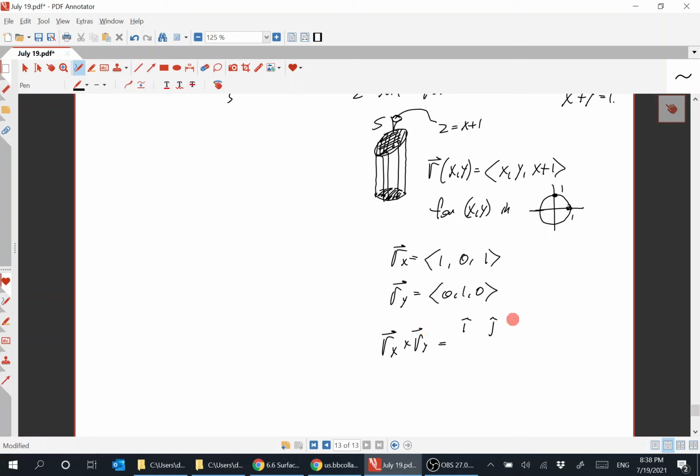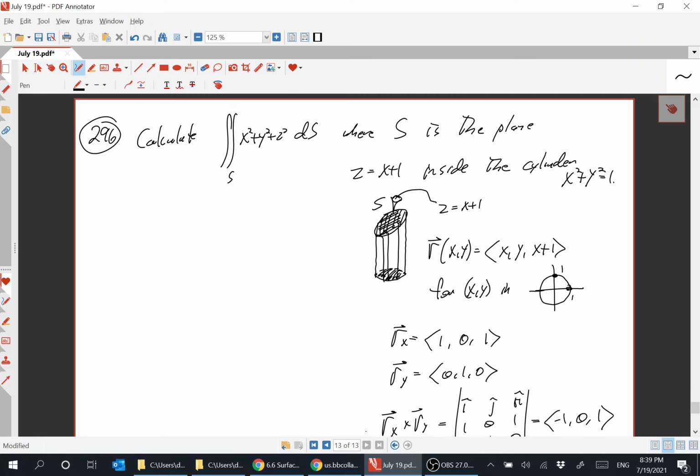I, j, k times, we got 1, 0, 1, 0, 1, 0. So this cross product is negative 1, 0, and 1. So the length of Rx cross Ry is just the square root of 2.